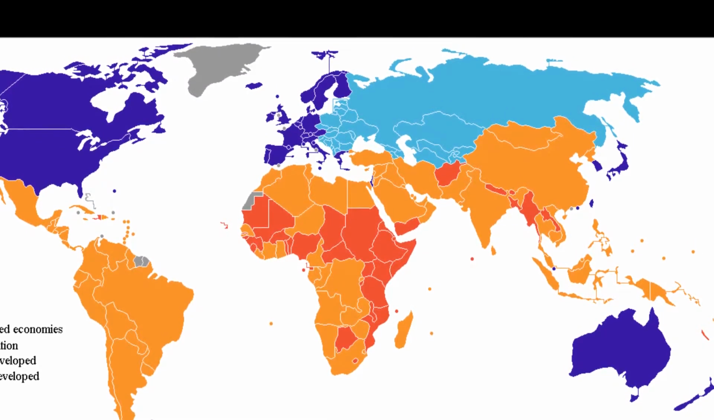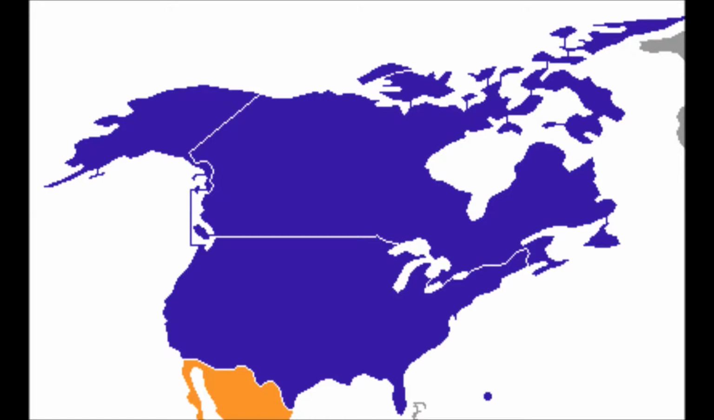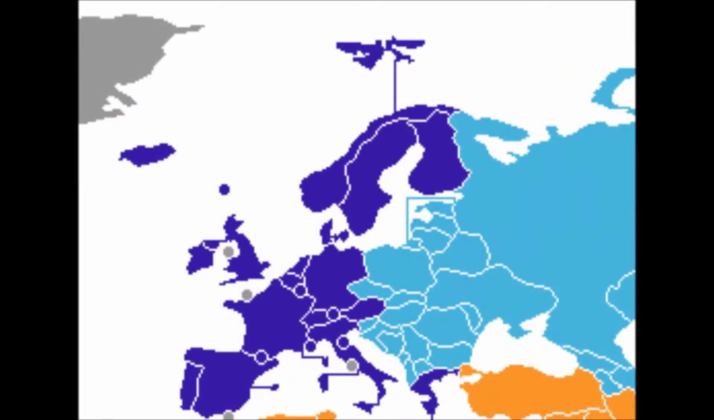For example, USA and Canada, two very developed countries, and they're right next to each other, dominating North America. When we look at Europe, basically all the countries are developed, and they are all clustered together.